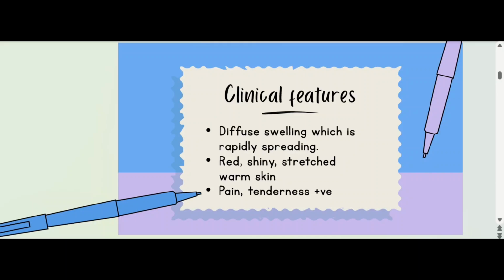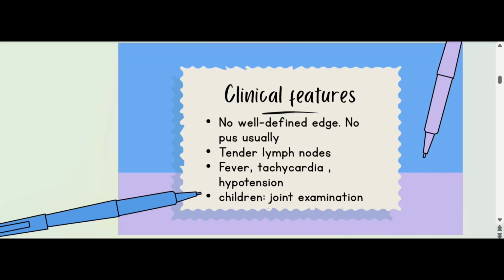Now, clinical features of cellulitis. Cellulitis is a diffuse swelling of the subcutaneous tissue which is rapidly spreading. The skin appears red, shiny, and stretched, warm skin. Pain and tenderness present on clinical examination. There is no well-defined edge of the swelling. I'll show in the next picture. There is no well-defined edge, no pus.